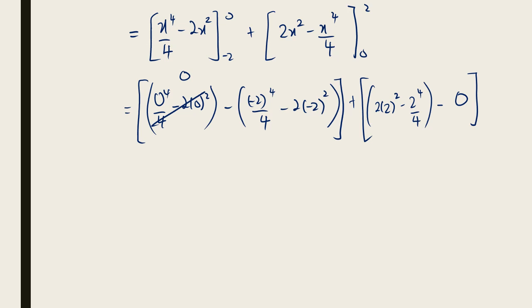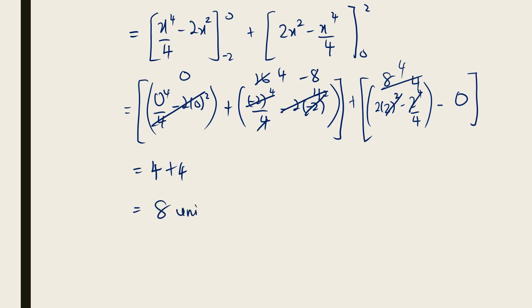So what do we get here? Negative 2 to the power of 4 is 16, 16 over 4 is 4. 2 times negative 2 squared is 8, so negative 8. 4 minus 8 is negative 4. Multiplied by the negative sign will be 4. And then here also, 2 times 2 squared is 8, 2 to the power of 4 is 16, 16 over 4 is 4. 8 minus 4 is 4. So 4 plus 4, the answer will be 8 unit squared.